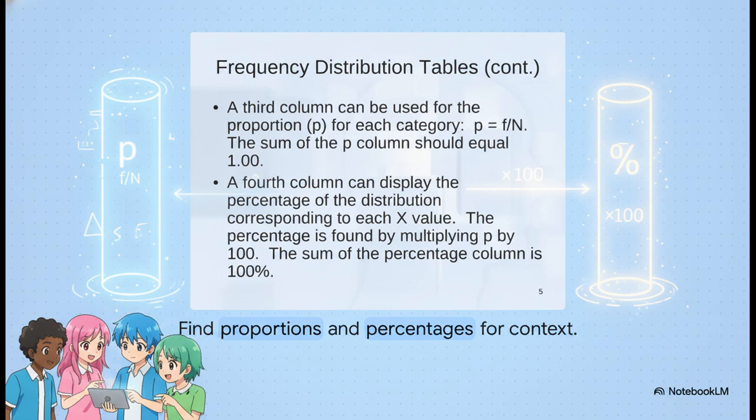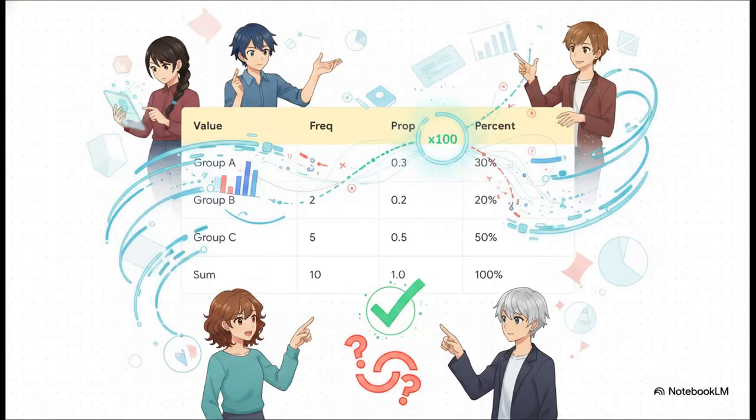You add a third column for proportion labeled P. You calculate that by simply dividing the frequency by the total number of observations, n. Then you add a fourth column for percentage, which is literally just multiplying that proportion by 100. Here's how it all comes together in practice. If group A has a frequency of 3 out of a total of 10, the proportion is 0.3. Multiply by 100, and boom, you have 30%.